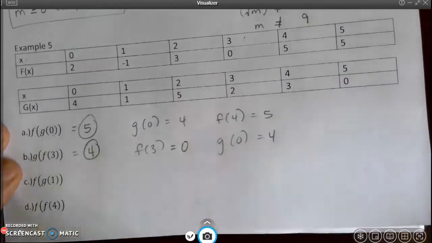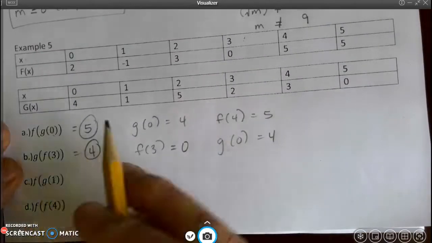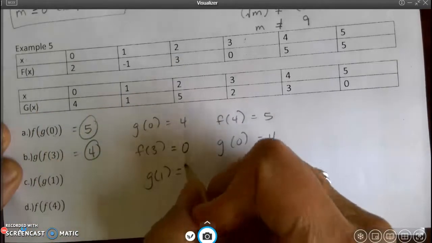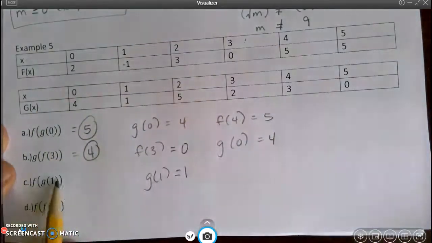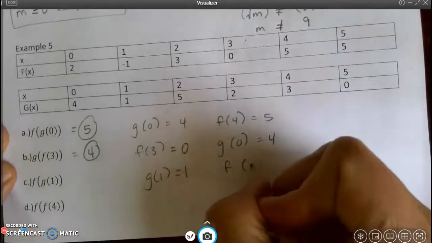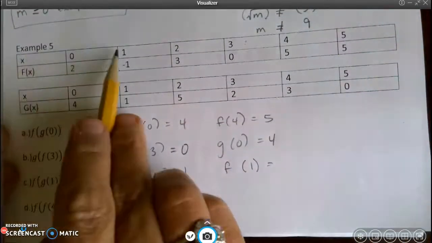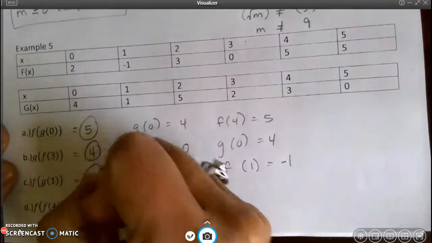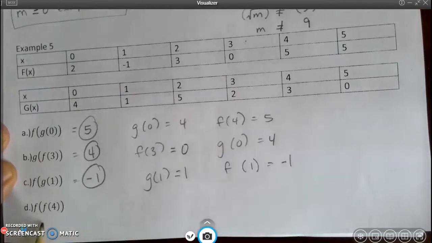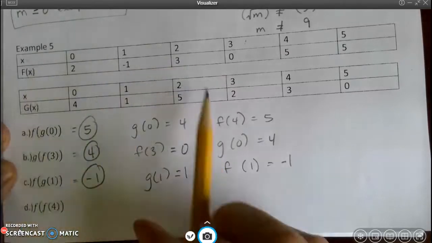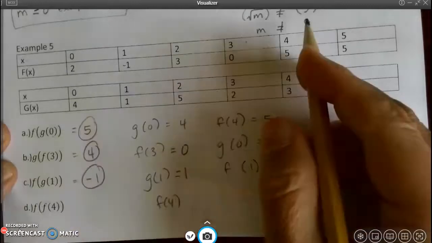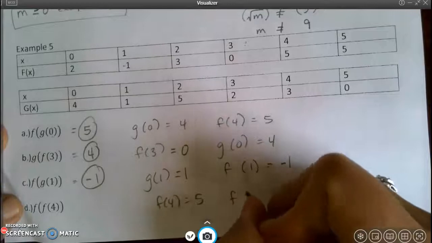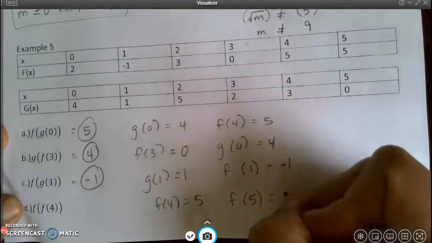The next one, I'm going to put 1 into the g function, g at 1, I get 1. And then I'm going to put that answer into the f function, and I get negative 1. For the next one, f at 4, I put 4 in, I get 5, and then I'm going to put 5 into the f function, and I get 5.